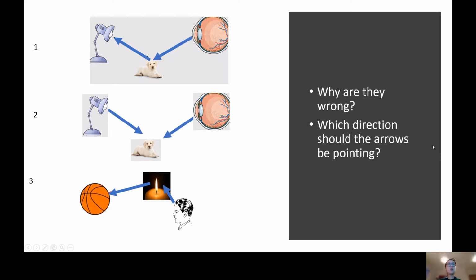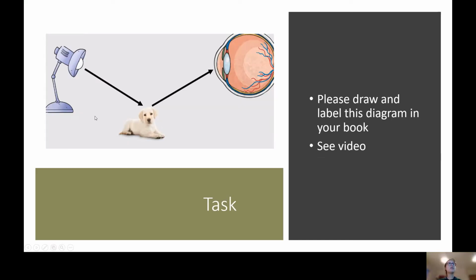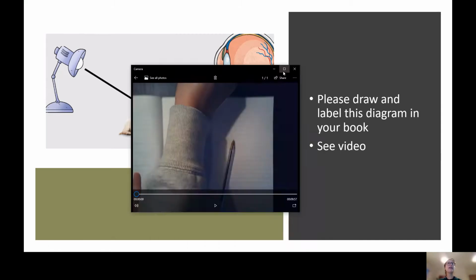So this is what the correct diagram should look like. We have the light source, light traveling in a straight line from the light source to the object, it being reflected off the object and going back into the eye. So what I would like you to do is please draw this diagram and annotate it in your book.